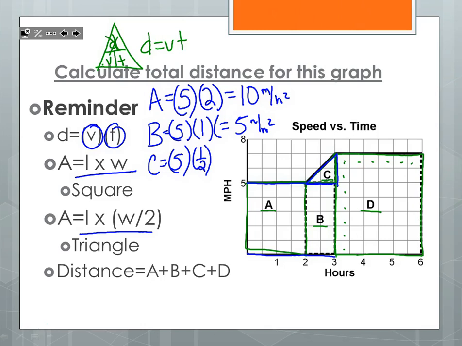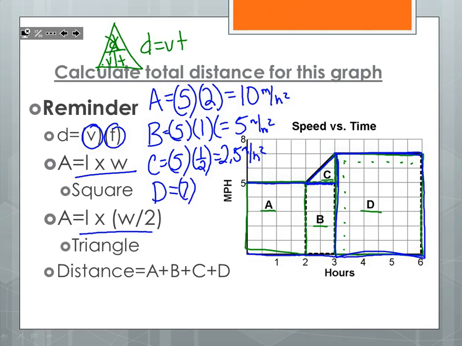So 5 times 1/2 equals 2.5 miles per hour squared. And then D is another rectangle, so we're just going to use the length times width. Its speed at D went all the way up to, it says 8, so this is 5, 6, 7. I'm going to multiply it by its hours change.